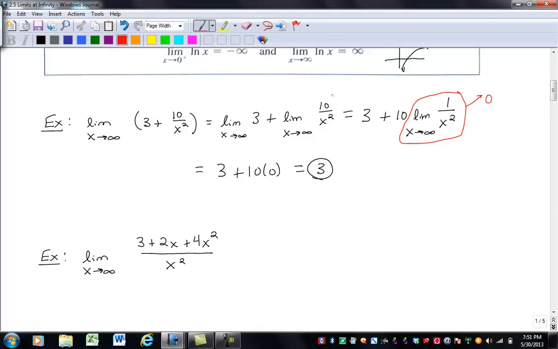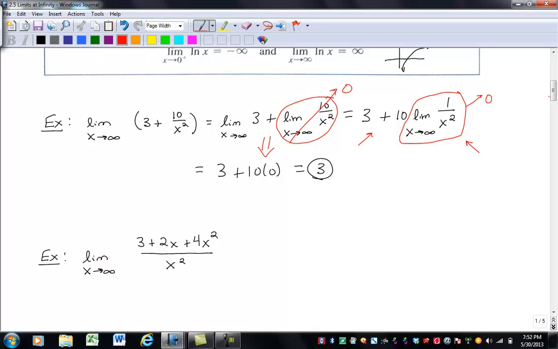I would have been okay if right here you realized that limit goes to 0. This step here you didn't necessarily have to write. You could have gone from here to there and solved the problem.